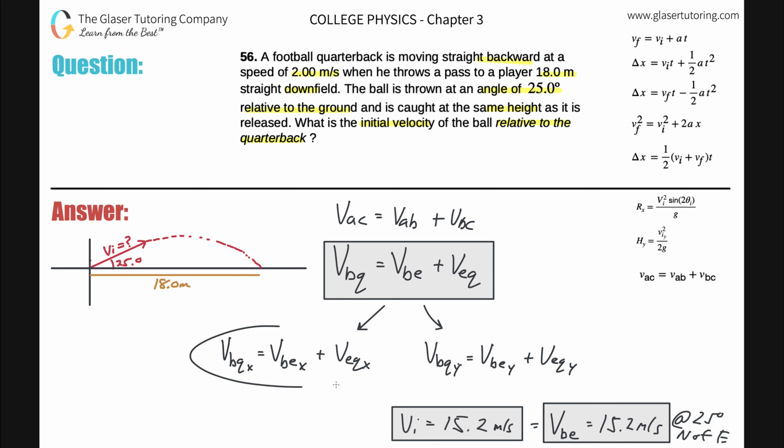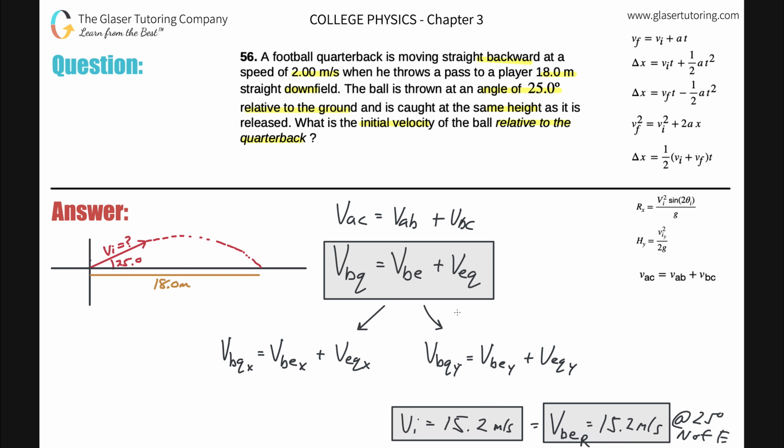Now, let's take a look at the x part first, okay? So in order to find the velocity of the ball relative to the quarterback in the x direction, I must know the velocity of the ball relative to the quarterback in the x direction. Now, I don't know what that is at the moment. All I know is that the overall resultant velocity of the ball relative to the earth, I could put a little r down there, is going to be equal to 15.2 meters per second.